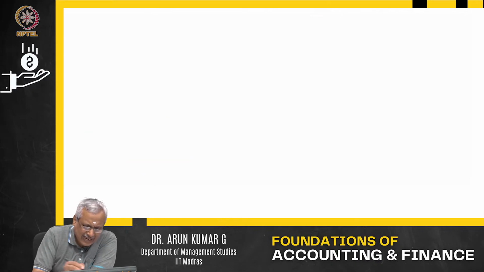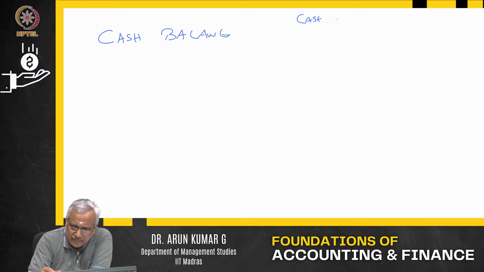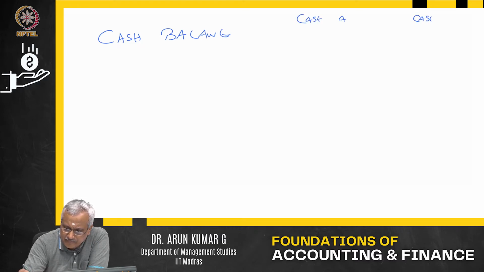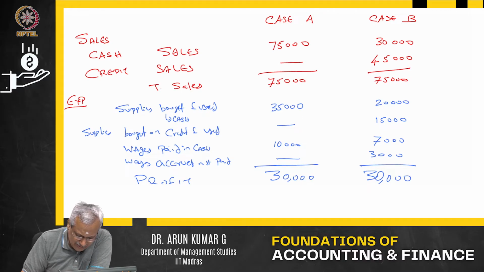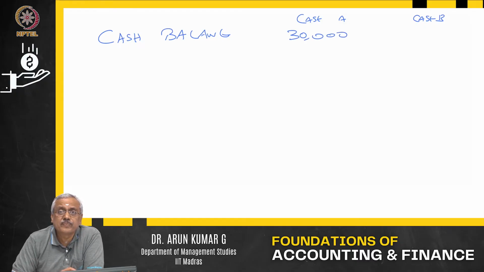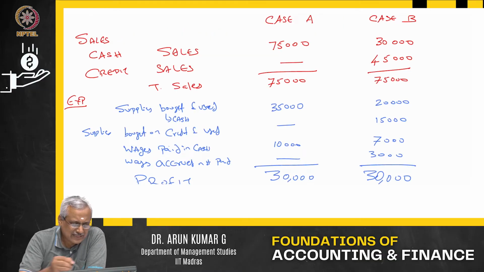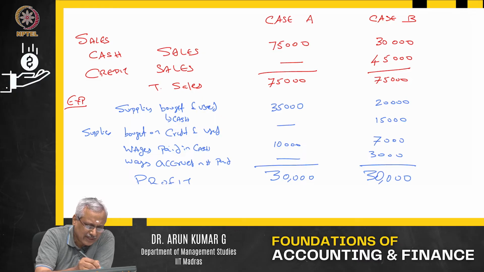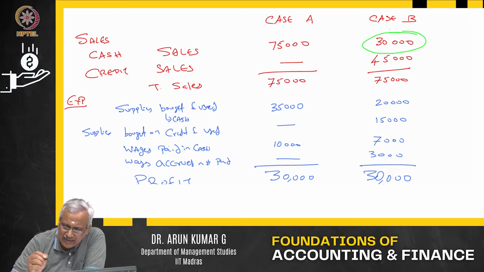Now I look at the cash balance of both case A and case B. 75,000 cash, all these are cash expenditure. In case A, the cash balance is 30,000. In case B, what is the cash? Let me use a different color, I think I am going to use green. Only this is the cash.